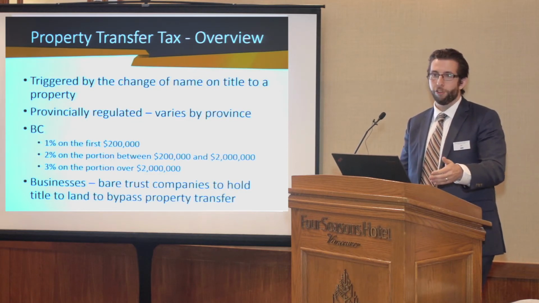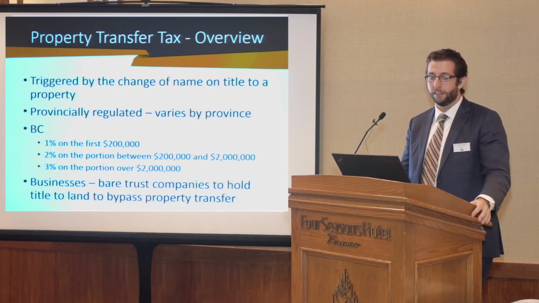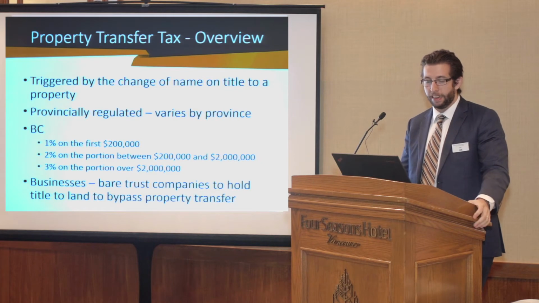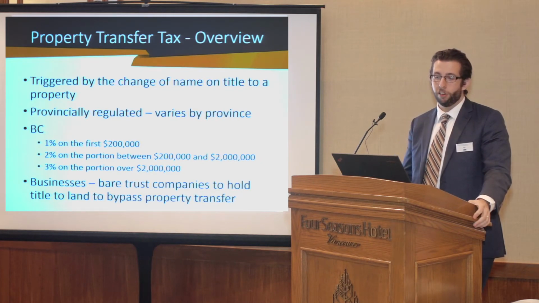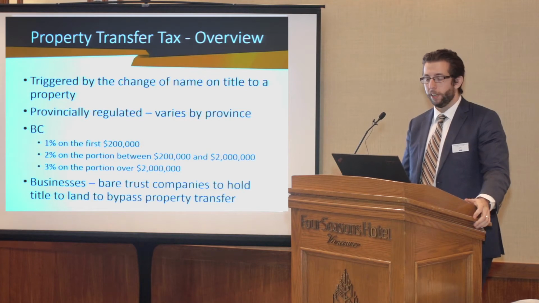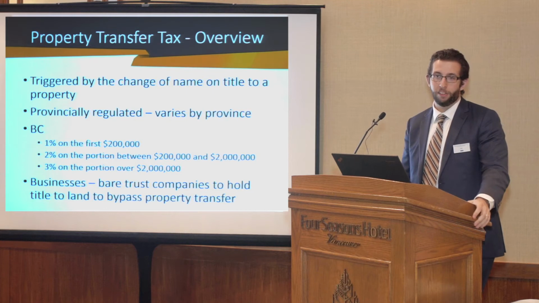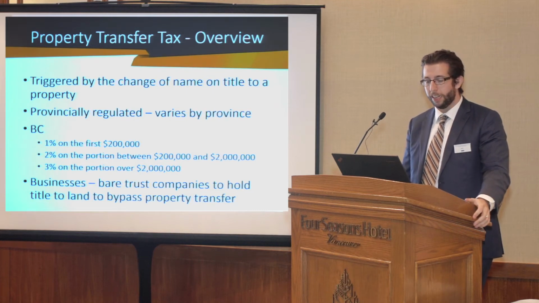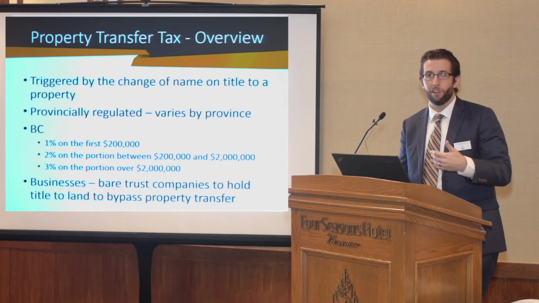So on that first portion, you're looking at about $2,000 of property transfer tax. If you fall in that second bracket of 2%, that's another $36,000 on top for a $2 million property, for a total of 38, and then the sky's the limit for that last 3%. So it can definitely add up very quickly, and there are incentives for workarounds.